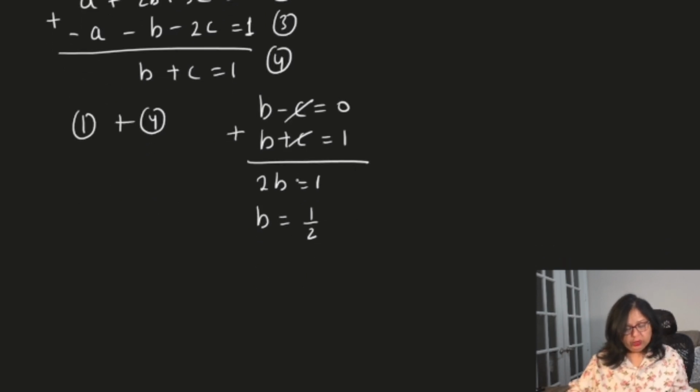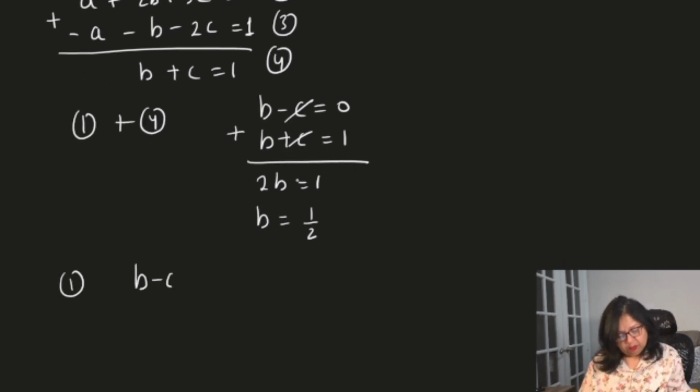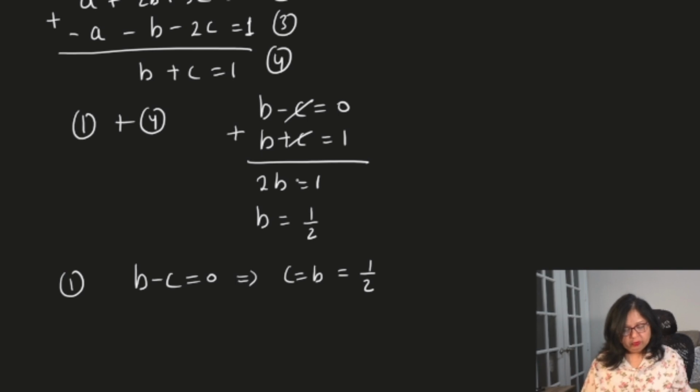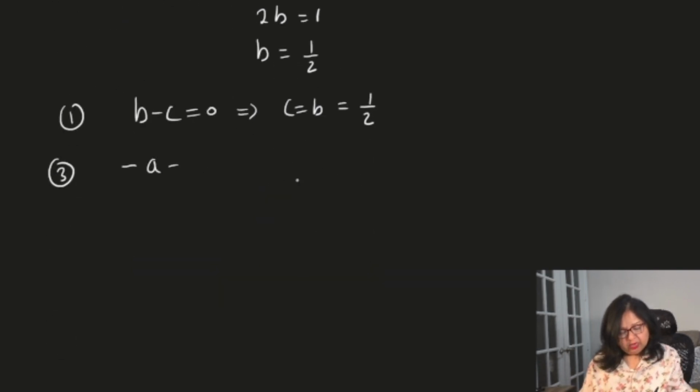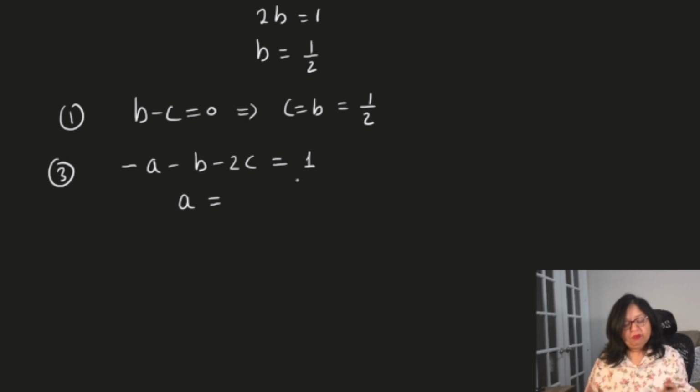Now from equation number 1, b minus c equals 0, or you can say c equals b, so c is equal to 1 half. Then we have equation number 3, which was minus a minus b minus 2c equals 1. From here you will add a to both sides and subtract 1 from both sides, and then swap left and right hand side. You will get a equal to minus b minus 2c minus 1.